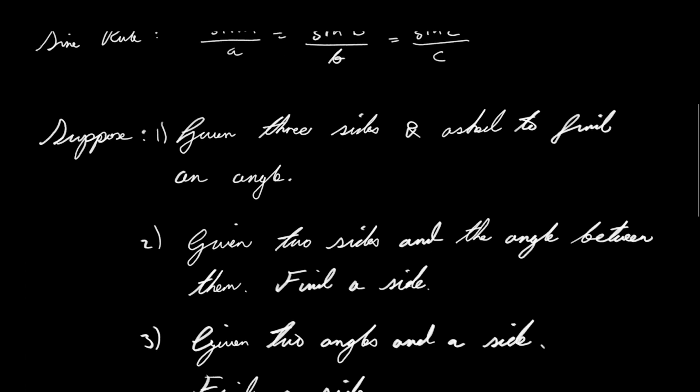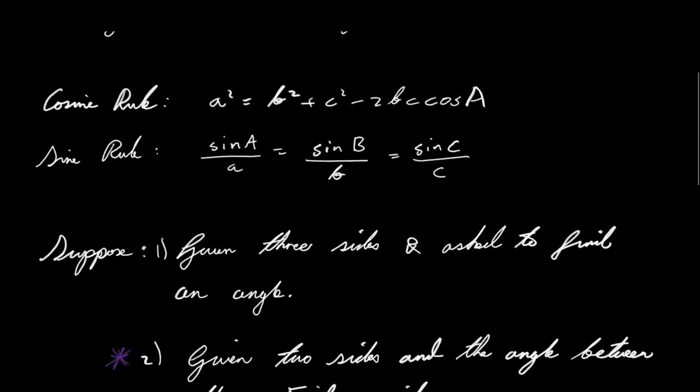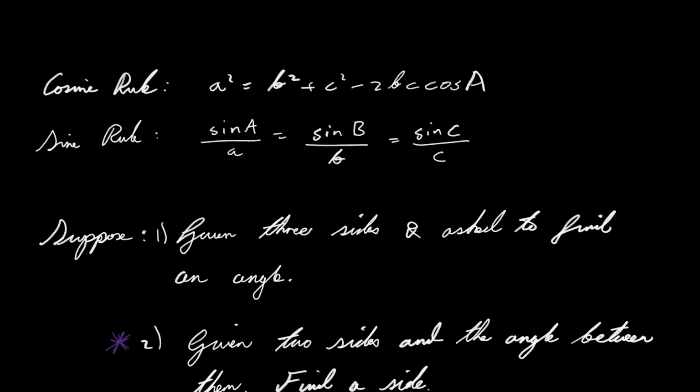Okay, let's consider case 2. So case 2, all right, given 2 sides and the angle between them, find a side. All right, so in case 2, well, the cosine rule is actually built that way. All right, notice that we're only given one angle, all right, and we're given 2 sides. We're asked to find the side opposite that angle. The cosine rule is built like that.